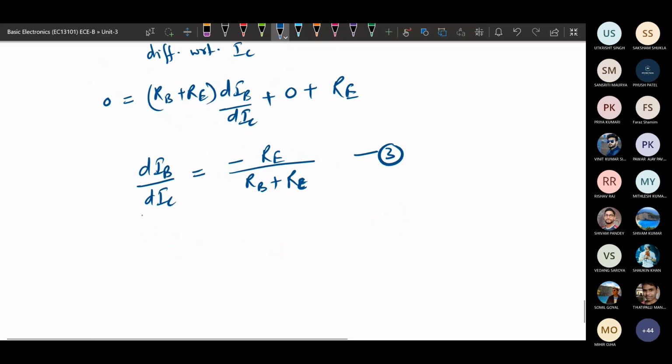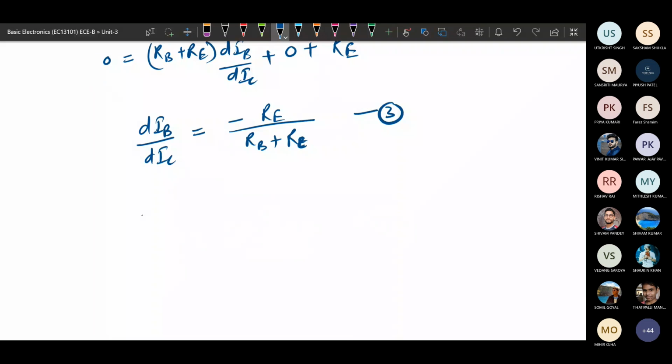As this is a negative circuit, del IB by del IC is negative. If the differentiation of del IB divided by del IC is negative, then the circuit is stable. By putting this value, we can get the stability value, that is S.